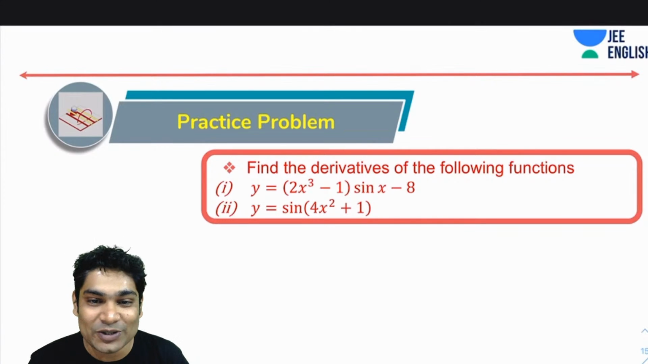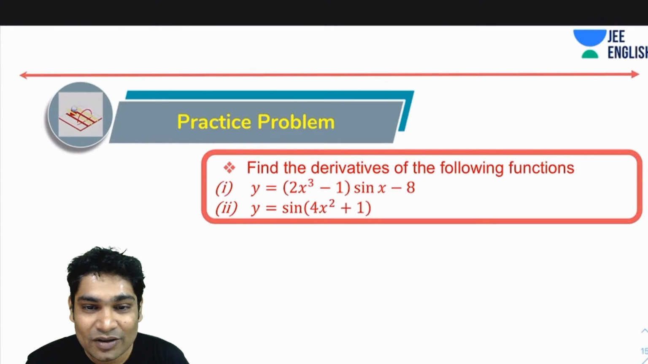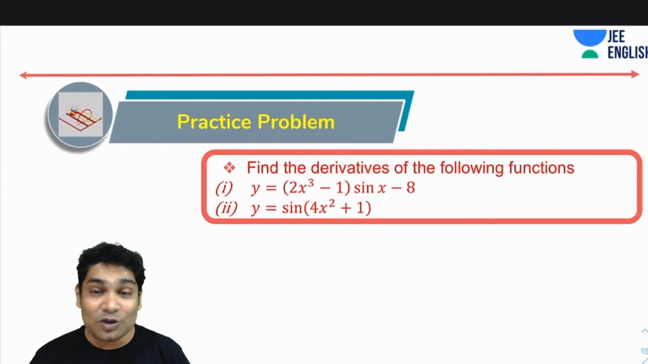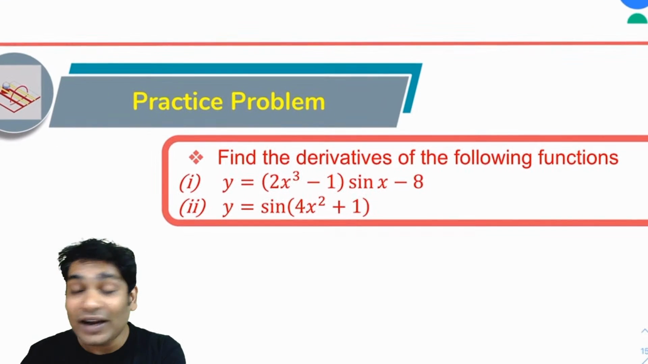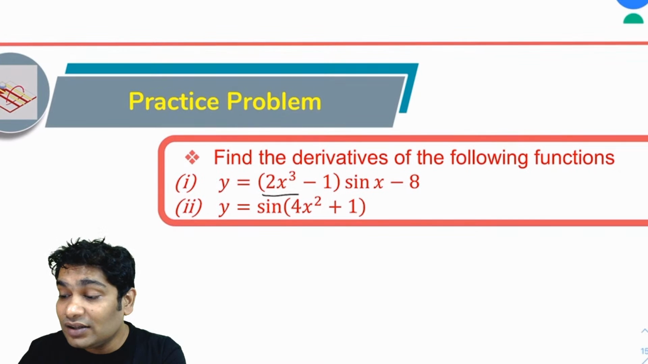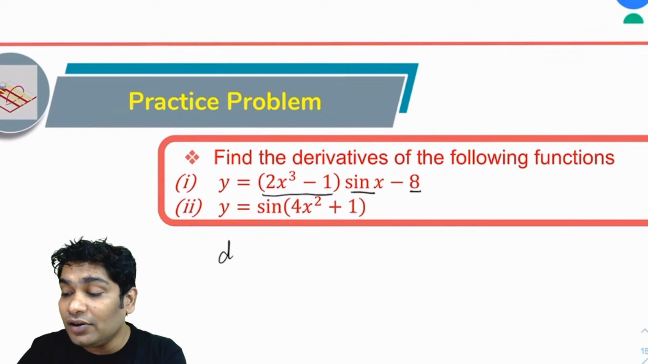How are you doing? Good to see you here. Pavan just put 2x cube minus 1 in brackets as well. Alright, so Pavan has got the right answer. Yes, that is the correct answer.